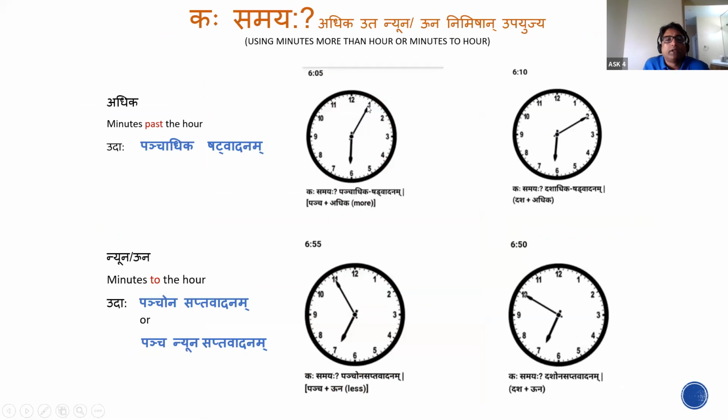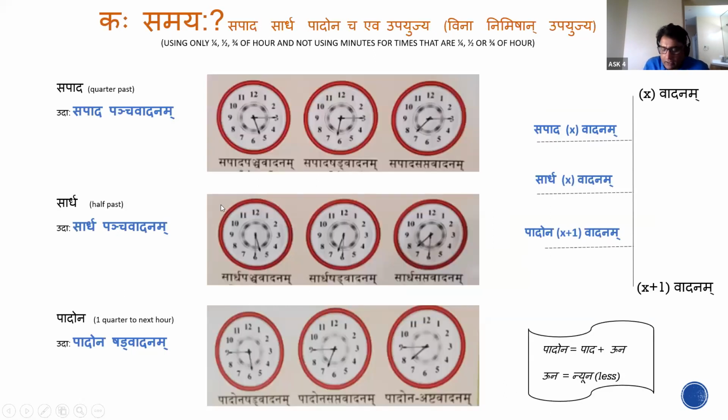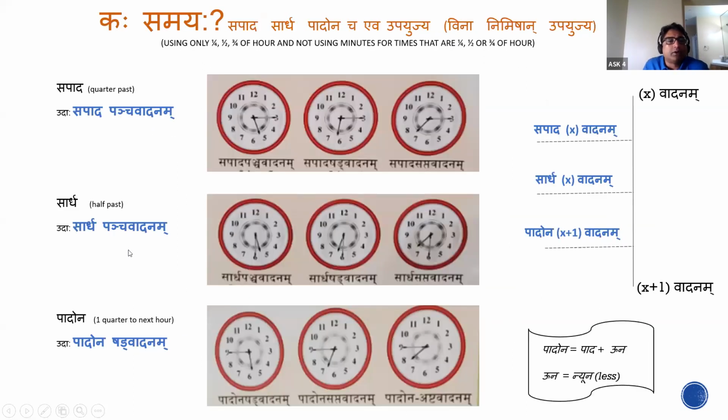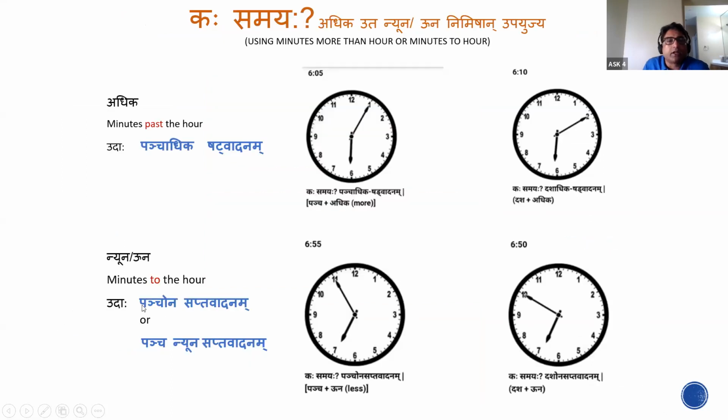What about this, 6:05? Here again, same concept. Just like I told you, you add sapada, sartha; here also it is very easy, you just add adhika. So how many adhika? Pancha adhika, right, after 6. Everywhere you see panchavadanam, shadvadanam, all these things are there. Here also, on the right side, shadvadanam, saptavadanam, everything will be there. Now you have to think: okay, shadvadanam is there, and after that, how many minutes? Pancha adhika. That's it.